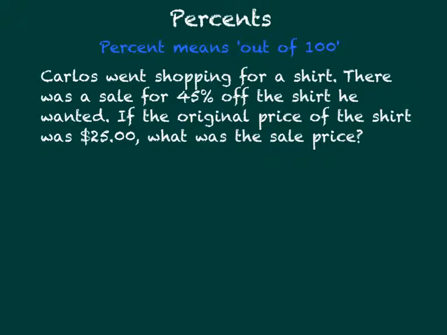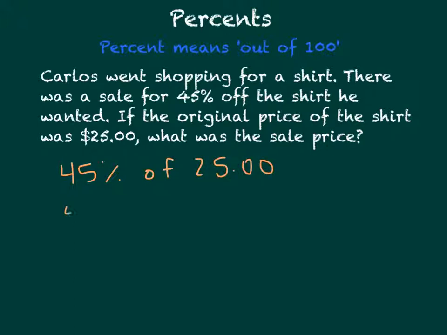So Carlos went shopping for a shirt. There was a sale for 45% off the shirt he wanted. If the original price of the shirt was $25, what was the sale price? So we're finding 45% of our $25.